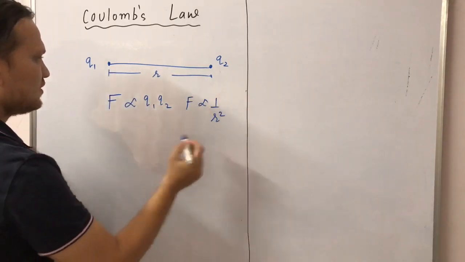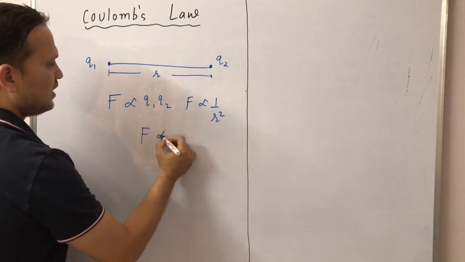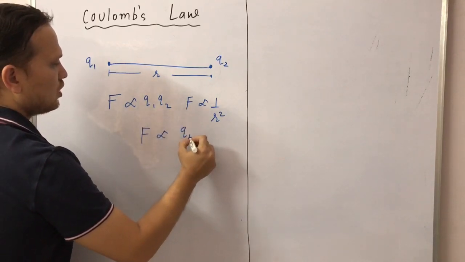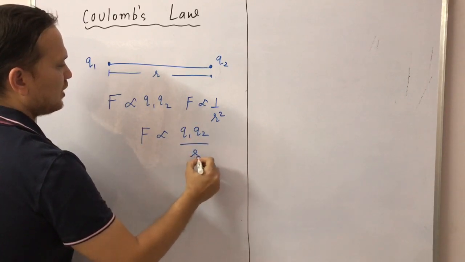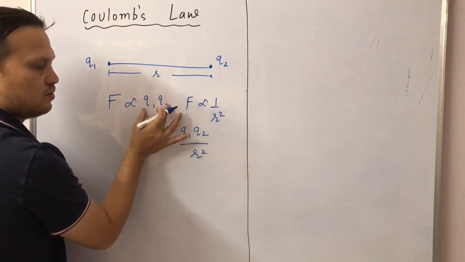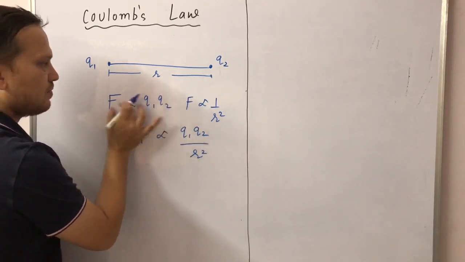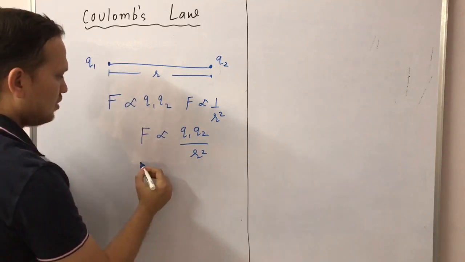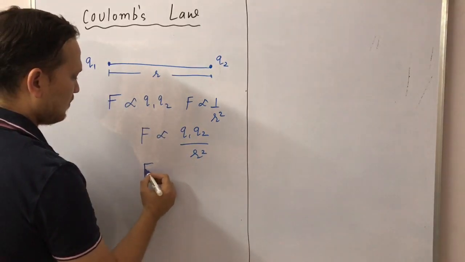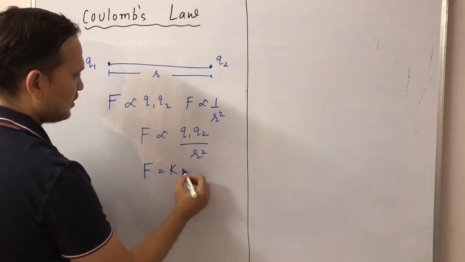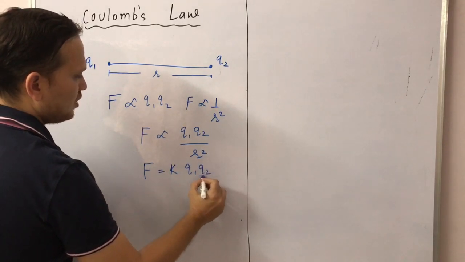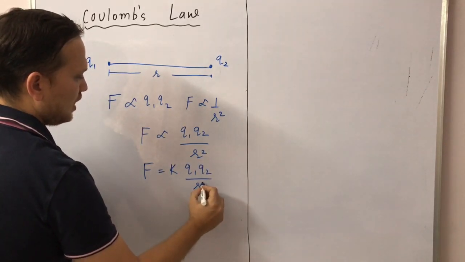Now combining these two, we get F is directly proportional to Q1 Q2 upon R square. It means if you increase the magnitude, it will increase. If you decrease the magnitude, it will decrease. Now removing the proportional sign, we have K, that is K Q1 Q2 upon R square.